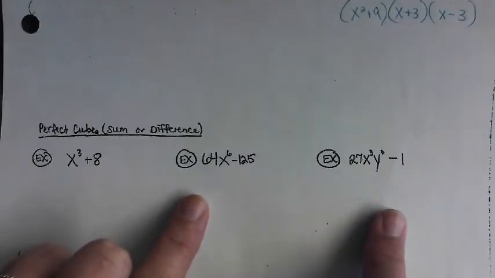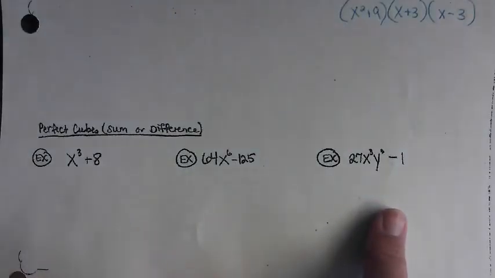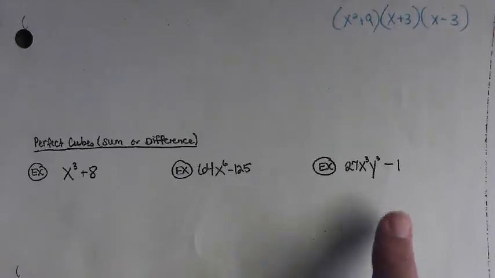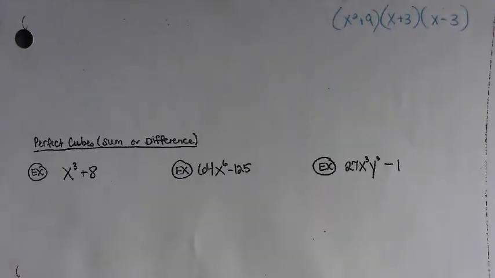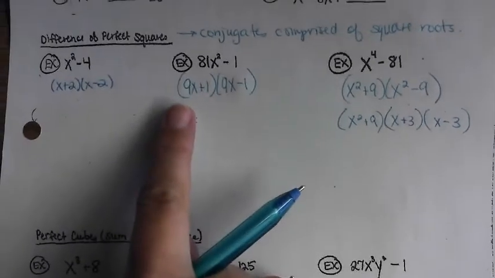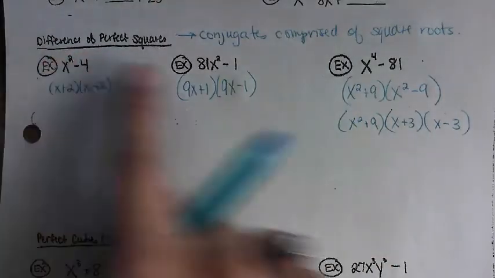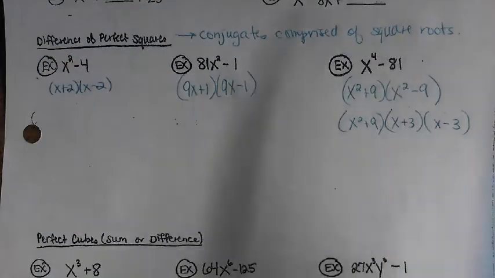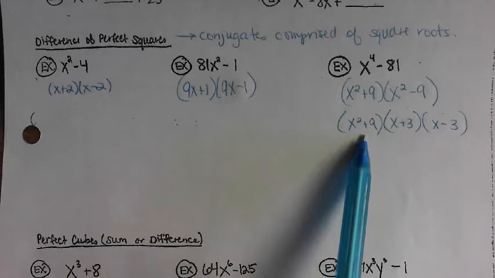Let me just jump down. This is brand new to you. And this is going to take some practice. It's going to seem confusing at first, but stick with it. With perfect squares, we can only factor when it's the difference. The sum of perfect squares, like right here, for example, is prime.